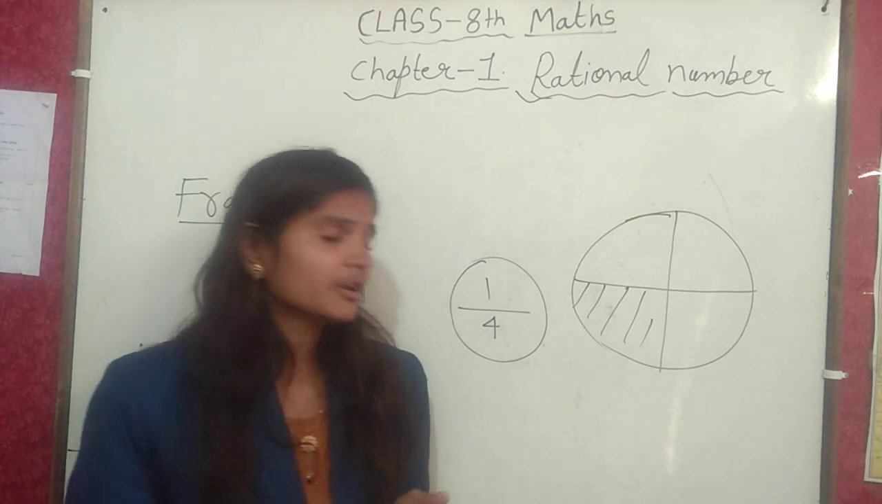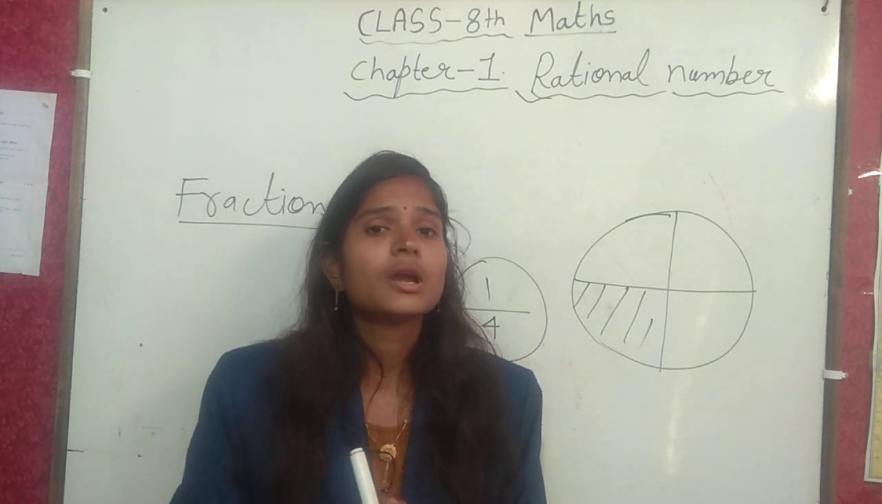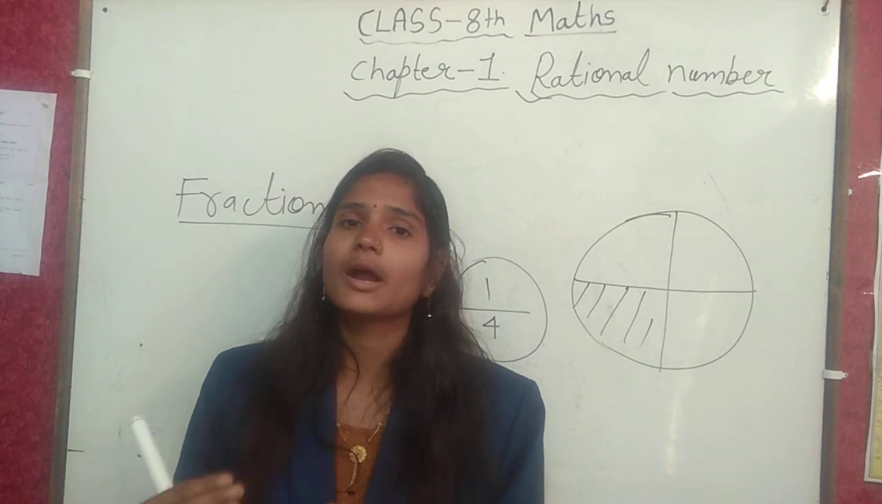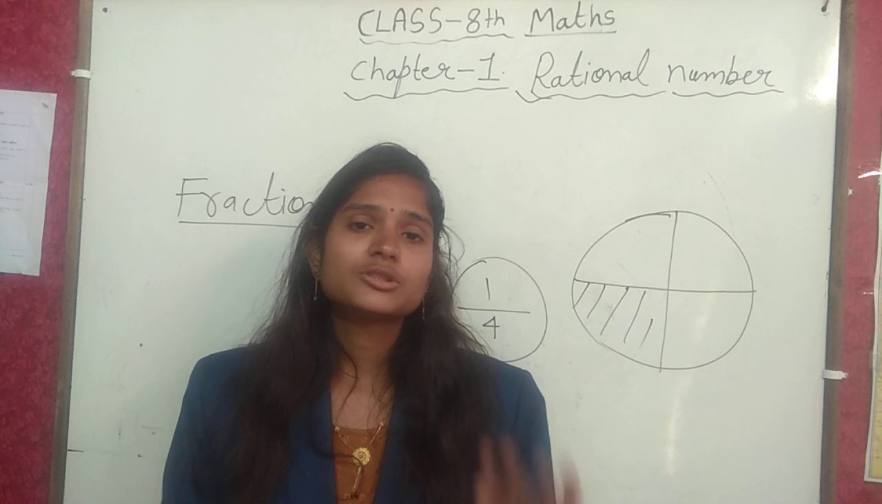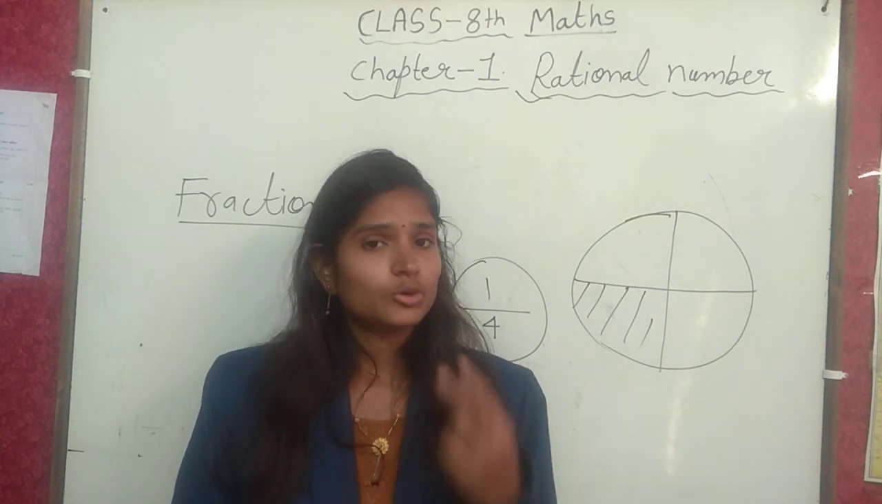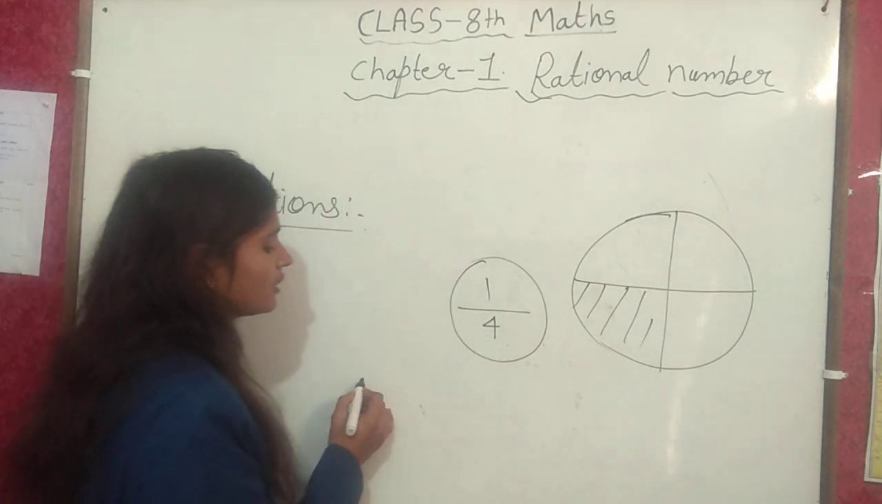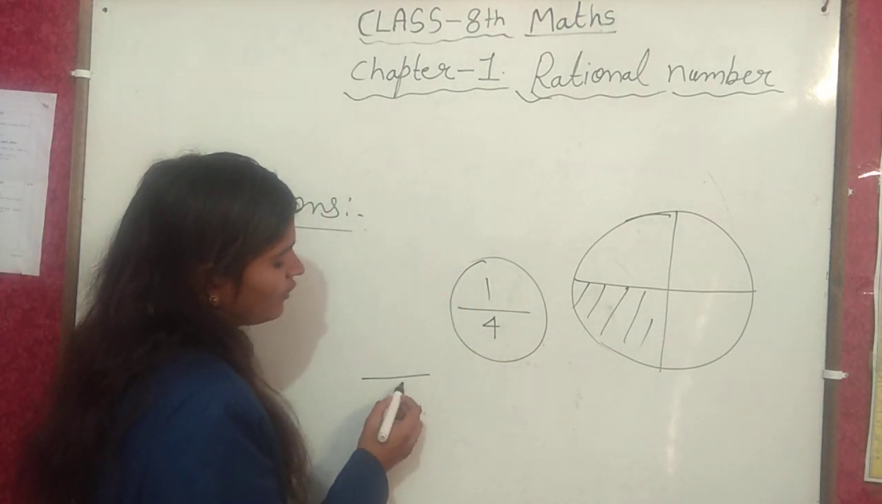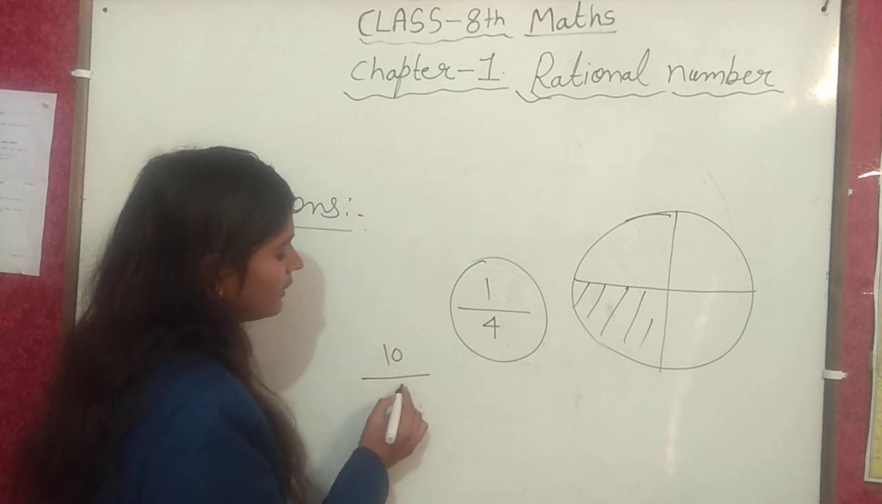Okay, so we can take one more example. If you have 10 toffees and you have to distribute them among 5 friends, how many toffees will each friend get? So 2. Okay, so what will be the fraction? Total toffees are 10 and the number of friends is 5.